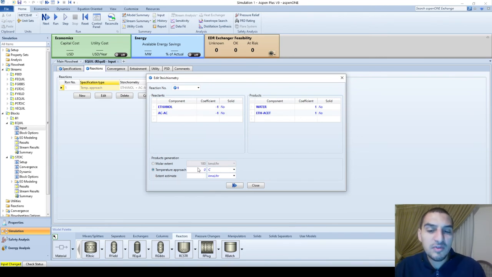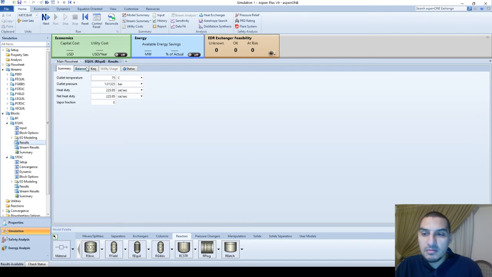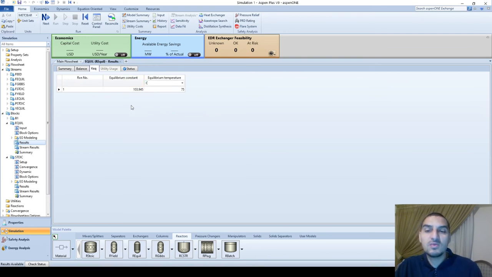So if I put 0, it means that the difference between the temperature of the equilibrium constant and the temperature of the reaction is 0. So I'm operating at the same temperature. I can do the calculation of the equilibrium constant at different temperatures by changing this. And I'm going to go through this after we do this run. So if I do the run, the results are going to be, again, the summary, the balance, and the equilibrium constant is going to be 103. So it tells me exactly what is the equilibrium constant, and this is a very useful piece of information.